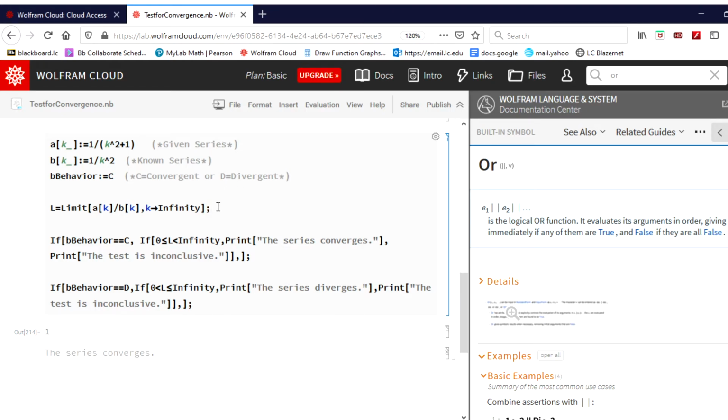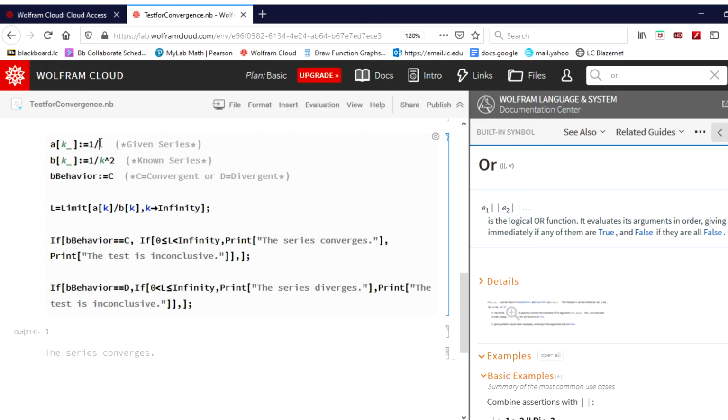Now let's see if we can compare a divergent series. Let's say we were to compare, let's go with this case.